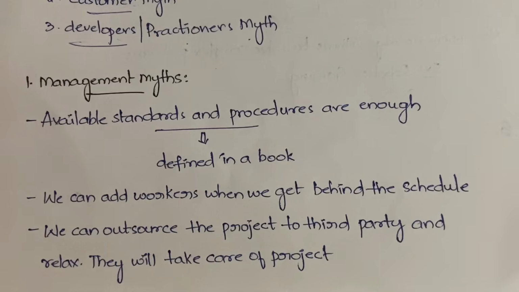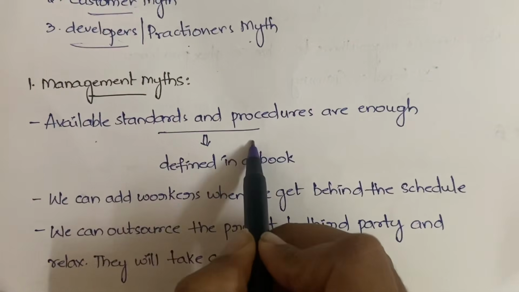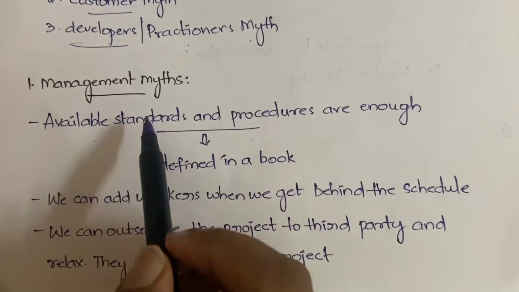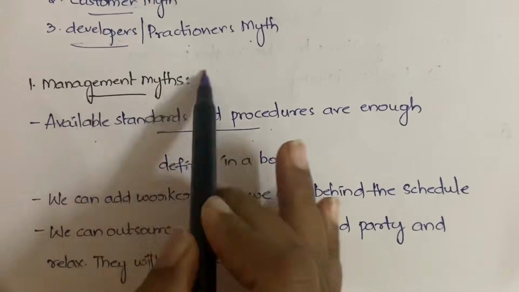So first let us see management myths. I will explain what is the myth and what is the reality behind that myth. I have just written the myths here. I will explain the realities orally. So the first one is: available standards and procedures are enough. We are already having some predefined standards and procedures which are defined in a book. That will be enough, that is what management will think.